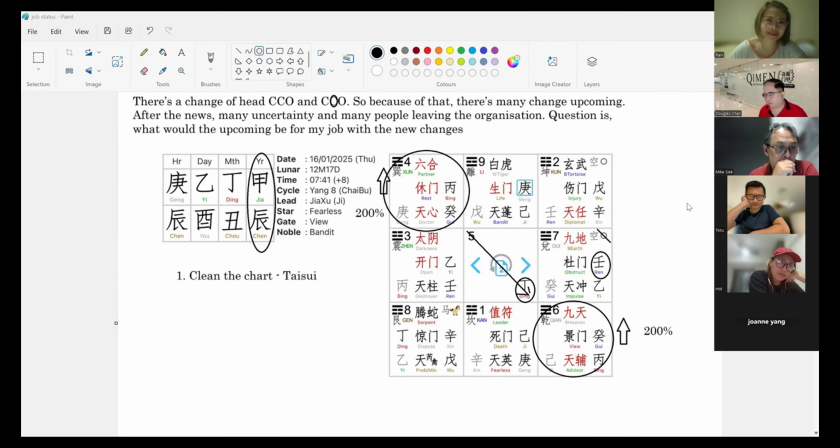How do we analyze this chart? This is a job opening chart. Is it? A job-related chart. So what should we do? We should be looking at the open door.